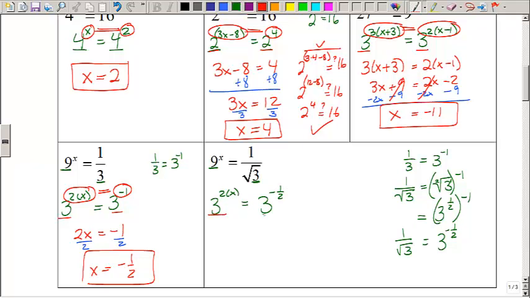Are my bases the same? Well, certainly they are. If my bases are the same, then I'm going to set my two exponents equal to each other and solve. Divide both sides by 2. X is equal to negative 1/4.